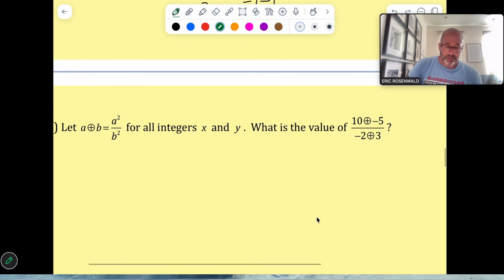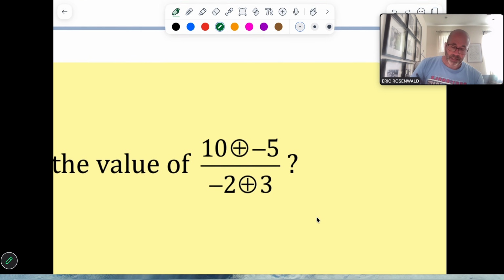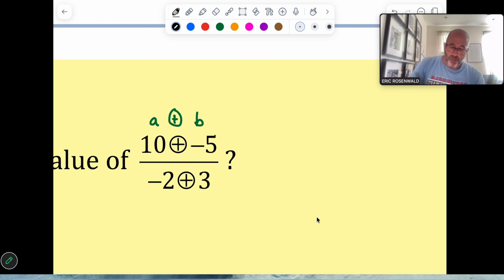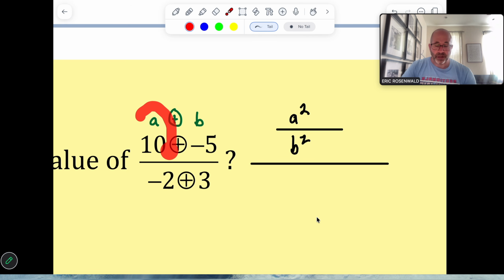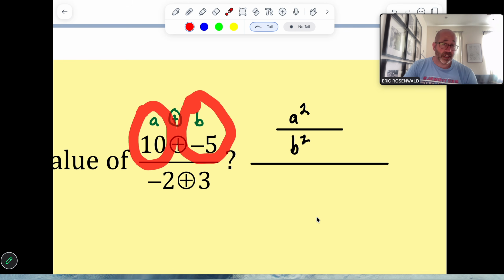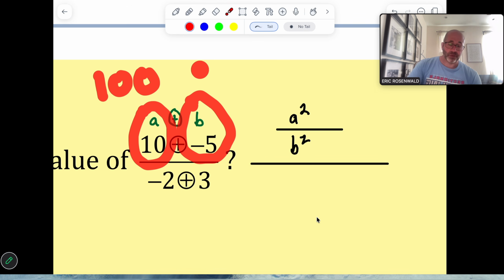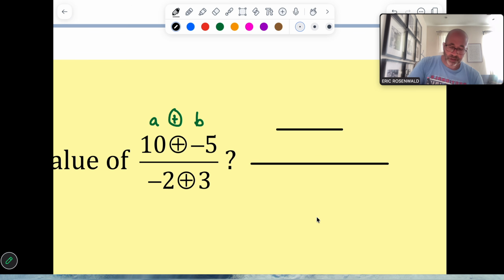All right, so what does this mean? Well, when we look at this first part here at the top, you can see we have an a value, and then we have a plus, and then we have a b value, right? And what we say when that's happening is it's going to be equal to a squared over b squared, right? Well, if we look at the a value, it's going to be 10, and the b value is going to be -5. So if we square each one of these, 10 squared is going to give us 100, and that -5 squared will give me a positive 25, okay? So we're going to have 100 over 25.